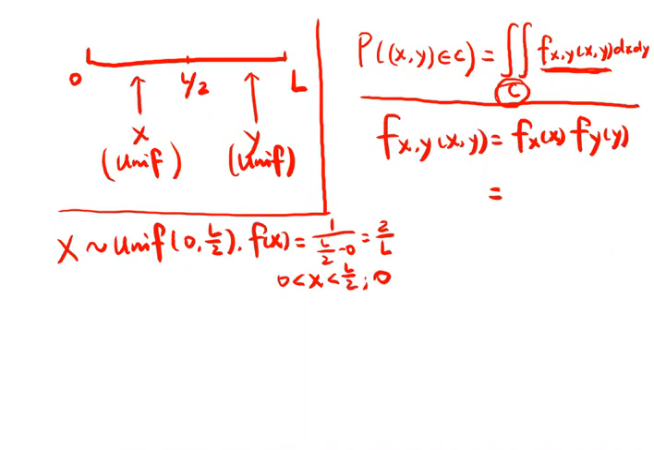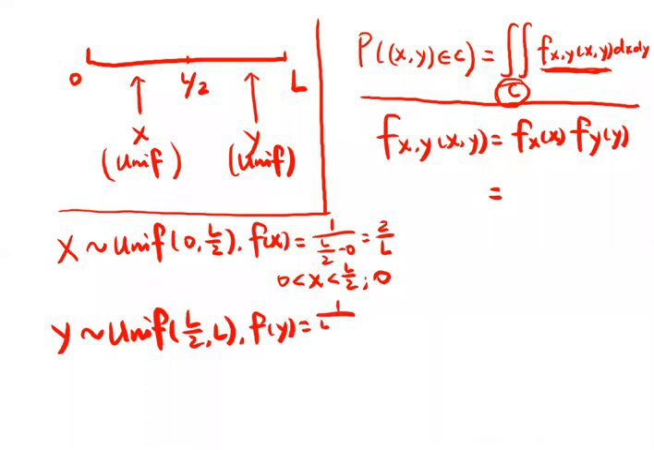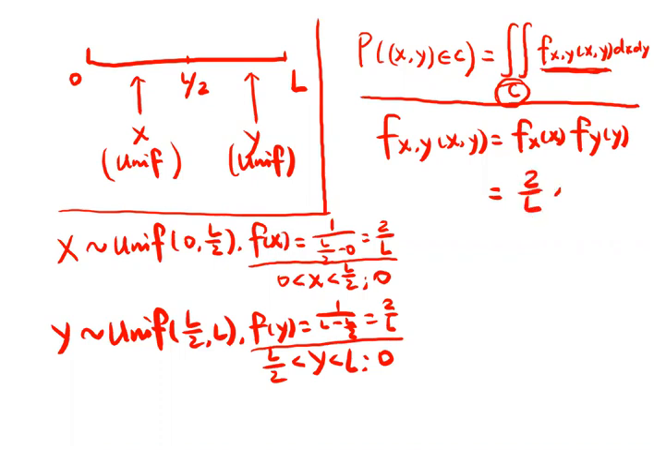Okay. Similarly, y is uniform L over 2 to L. So fy will be 1 over (L minus L over 2), which is 2 over L as well, when y is between L over 2 and L, and 0 otherwise. Okay, so you know that this is fx, this is fy. So the joint will be the product of these two, which will be 4 over L squared. Okay, so this is the first piece of the information.